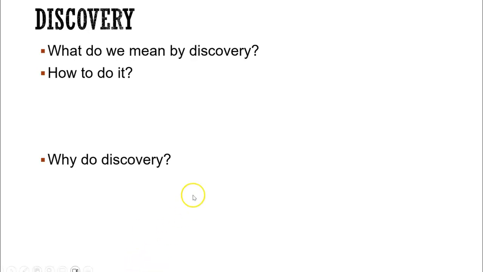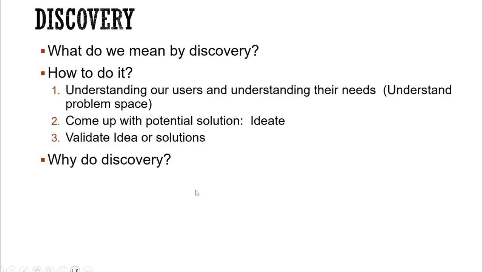So how to do it? Well, you can categorize the steps into three categories. The first one is around understanding our users and their needs, which is basically understanding the problem space. So in this step, we learn more about our users, what is their context, what are their problems, what do they need, what can help them. So that's the first step.